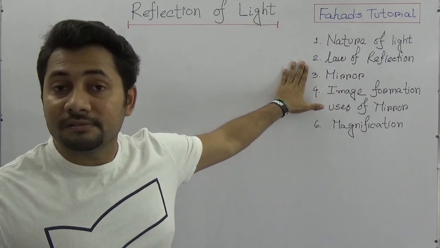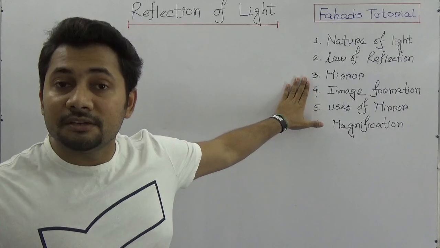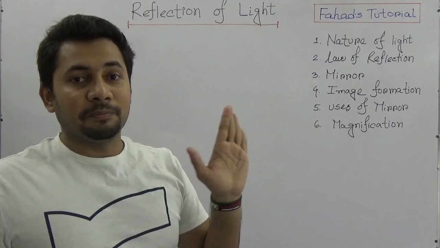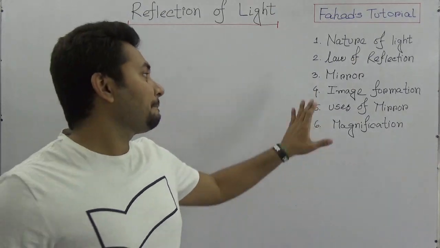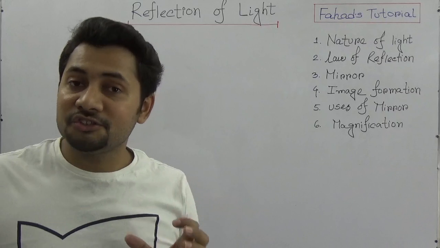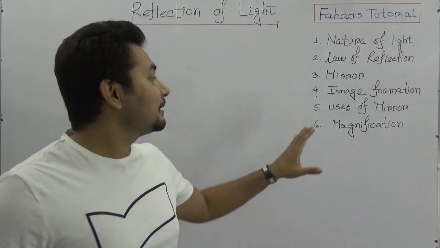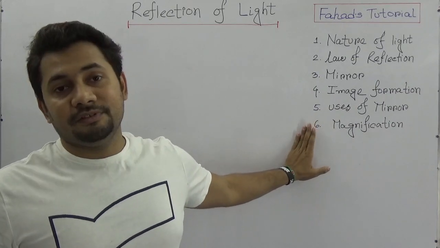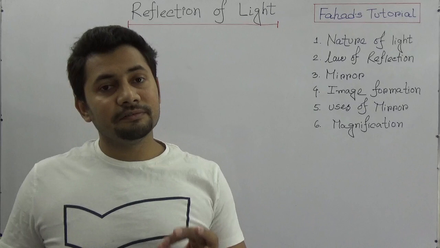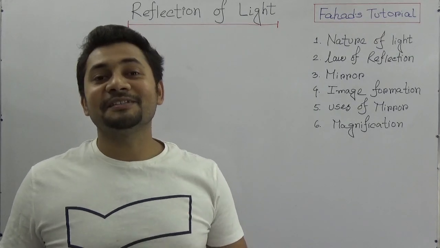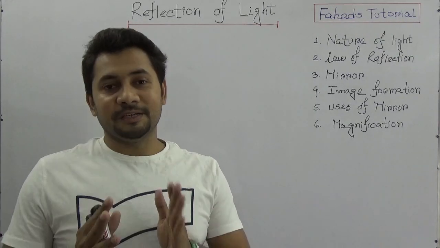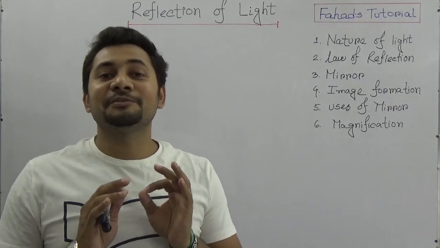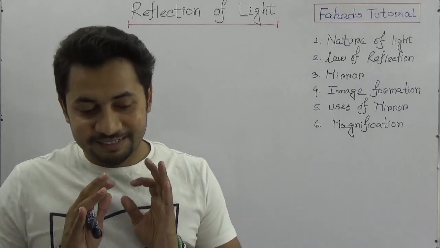Number two is the law of reflections. We need to know about mirrors, and we'll learn that there are two types of mirror, plane mirror and spherical mirror. We need to know how images form in these types of mirrors. Then we need to know the uses of a mirror, and last of all is magnification. There is also some beautiful mathematics in this chapter that we need to learn to solve, because this is all about object and image. So it's going to be a super duper interesting class.